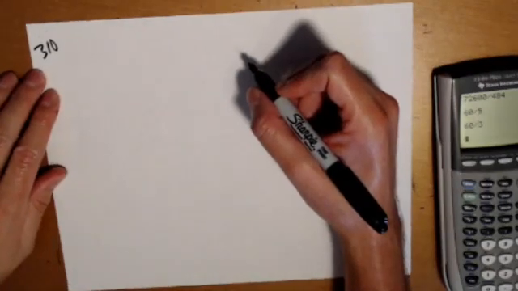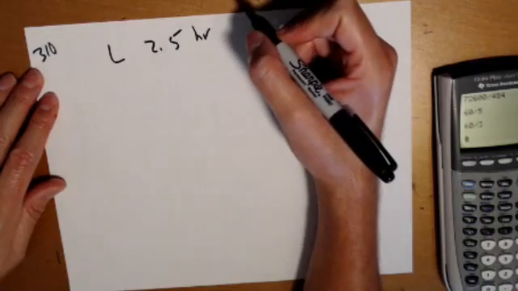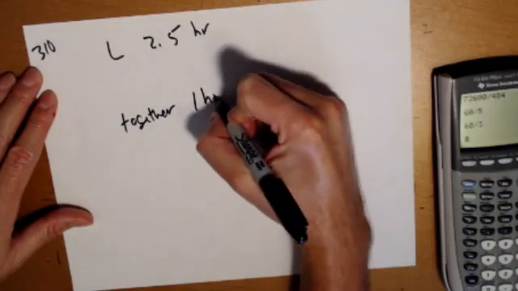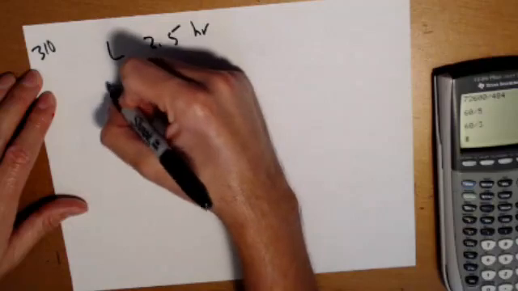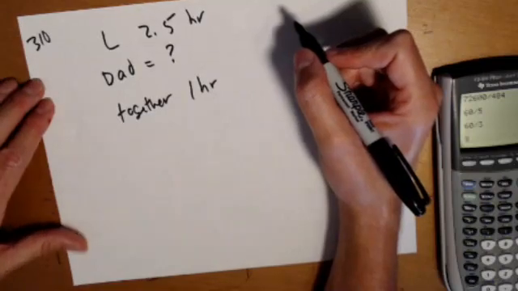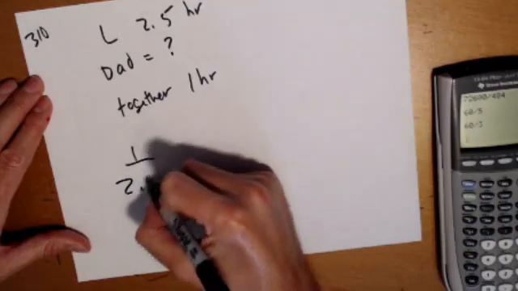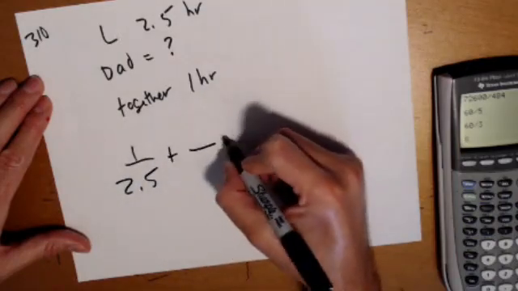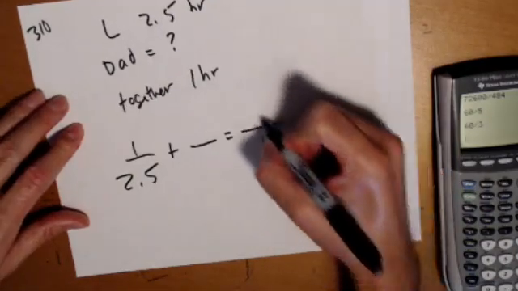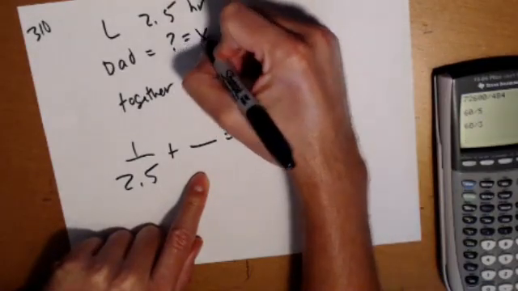Okay, washing his dad's car alone, Levi takes 2.5 hours. If his dad helps him, oh, you mean if they're working together? Then it takes 1 hour. Together is 1 hour. How long does it take dad alone? Okay. So, Levi, 1 over 2.5 plus something equals together. The together goes over here. Together took 1 hour, so we'll put 1 on bottom. And then the dad alone, we'll call that x.